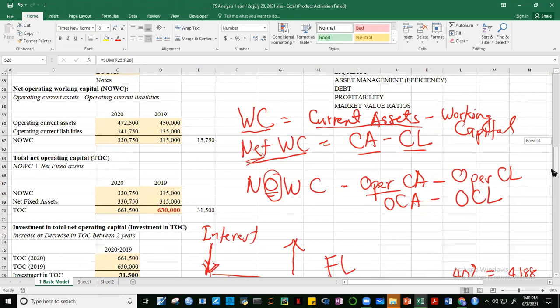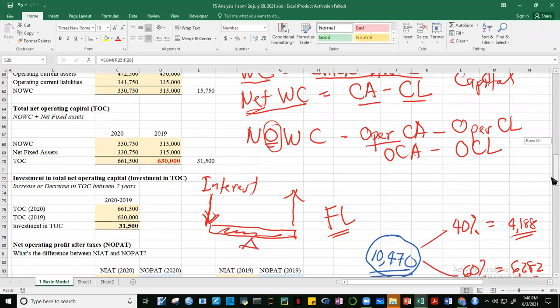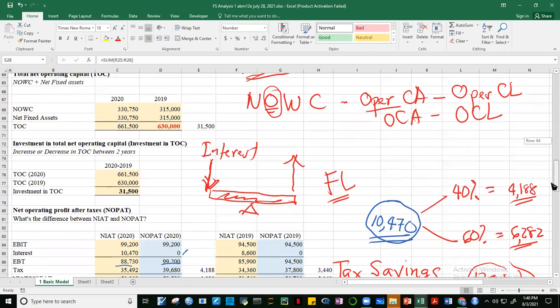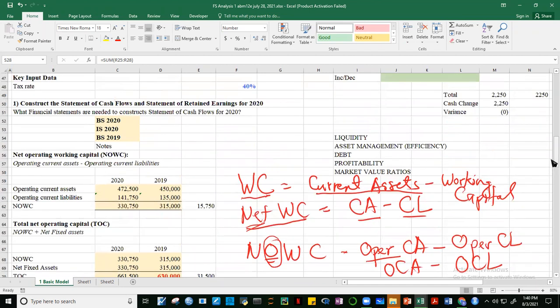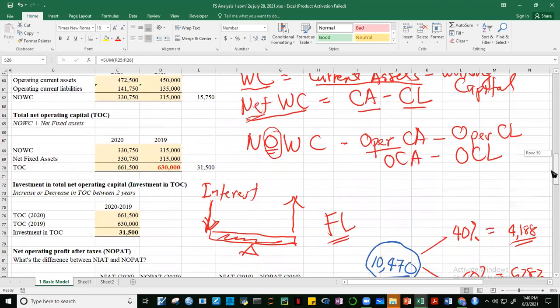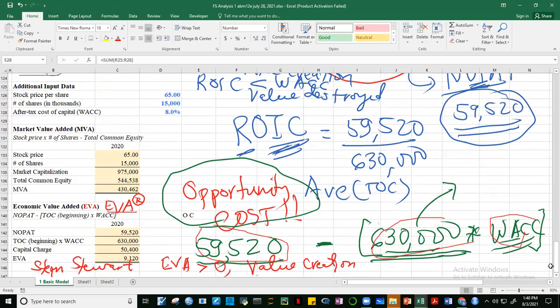So ito naman yung kanina, ito na yung pag-compute ng ROIC, ito na yung EVA at saka yung MVA. Para ma-compute natin siya, kailangan natin ng TOC, no? Kailangan natin ng TOC which can be computed by NOWC at saka net fixed assets and etc. No? Okay, so I hope clear naman so far guys yung discussion natin dito. Okay, so we leave this guys and go to the next worksheet.